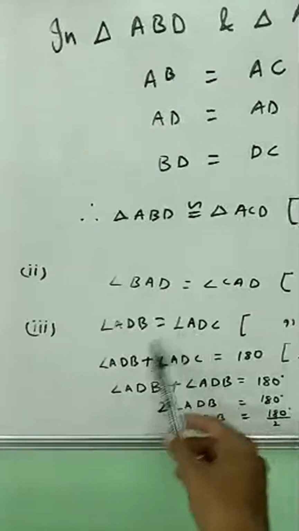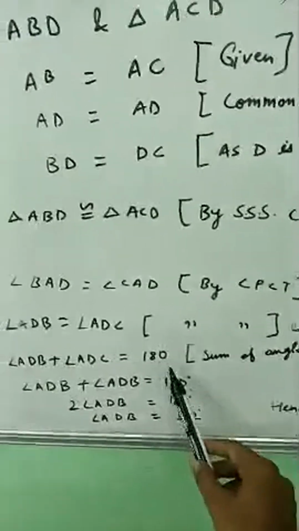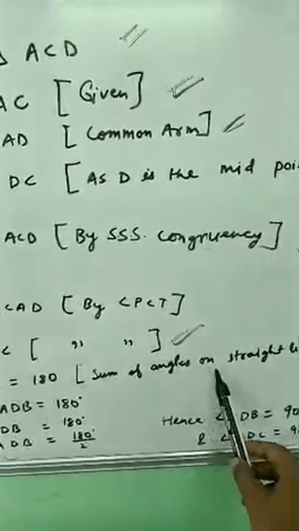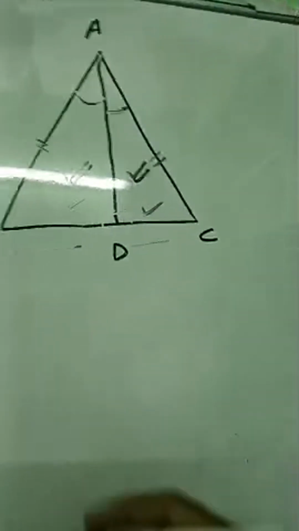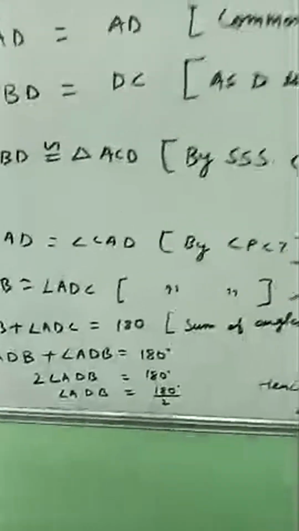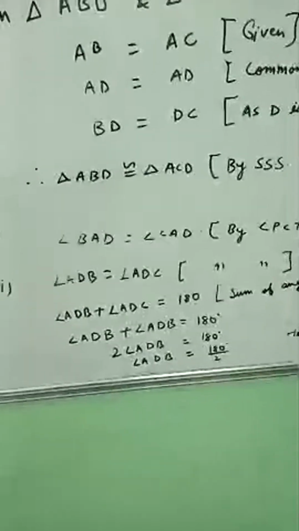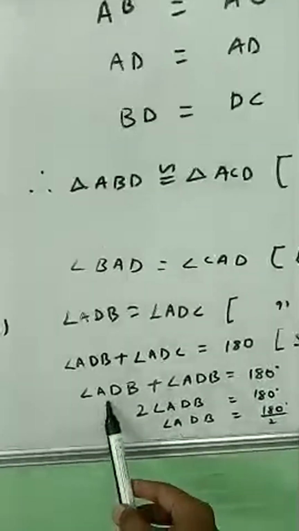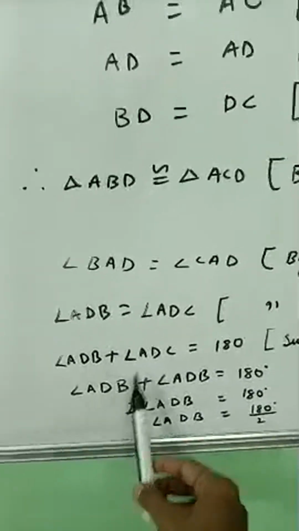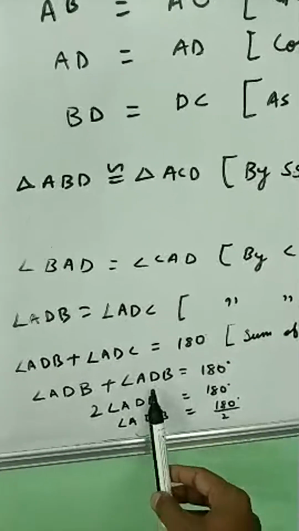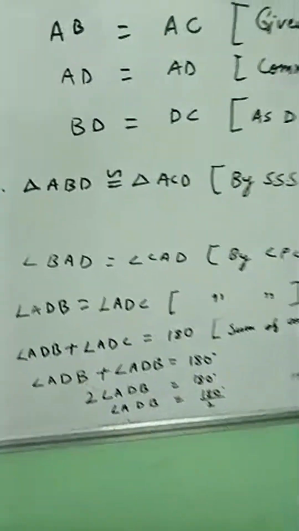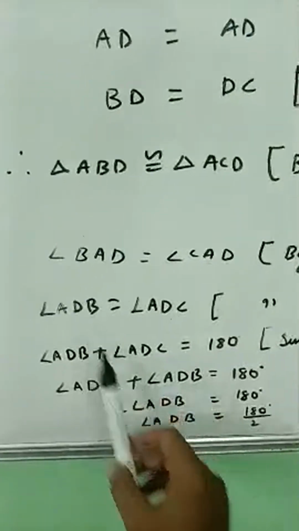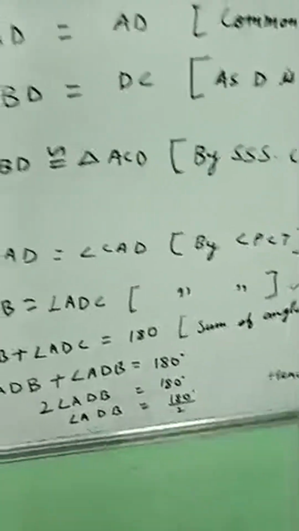Now both the angles add, this plus this, so it will be 180 degrees. Why? Sum of angles on a straight line. You can see this diagram. Suppose that this angle and this angle are angles on a straight line. So that is why the sum of angles on a straight line will be 180 degrees. Now it is angle ADB that is written up, and in place of angle ADC we have written ADB, because ADB is equal to angle ADC, equal to 180 degrees.